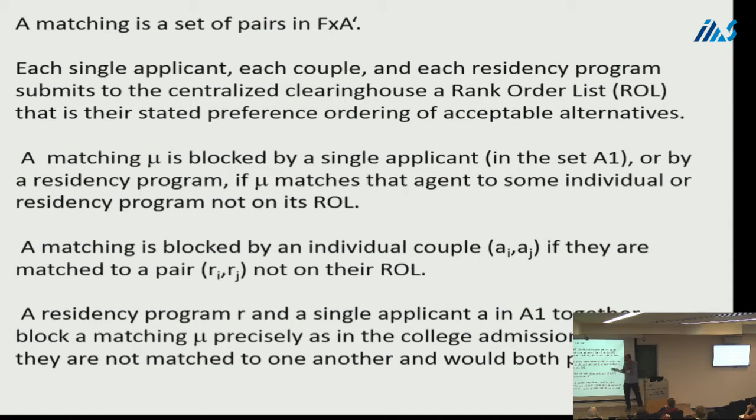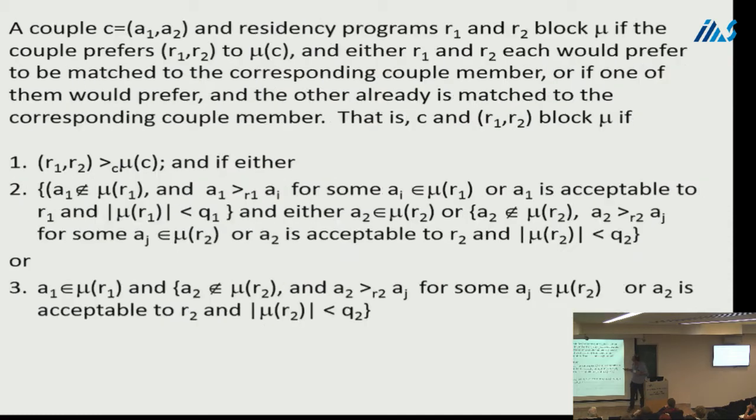A matching is blocked by an individual in a hospital as a blocking pair the same way you heard this morning. But in addition, a couple can be involved in a blocking pair. And a couple can be involved in a blocking pair a couple of different ways. It could be that my wife and I would do better if I switched jobs and she stayed where she is. Or it could be we would do better if we both switched jobs. So we could be a blocking pair, the two of us, with either one hospital or with two hospitals.